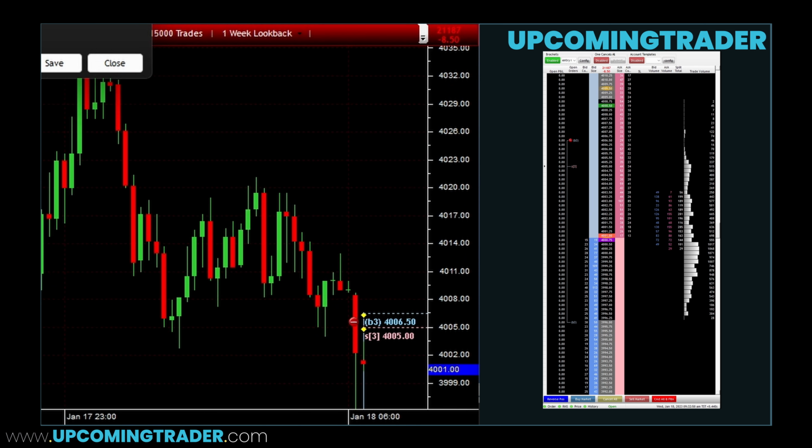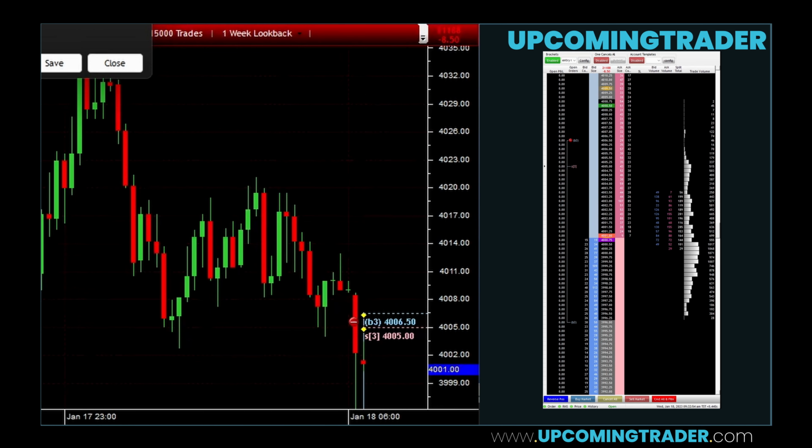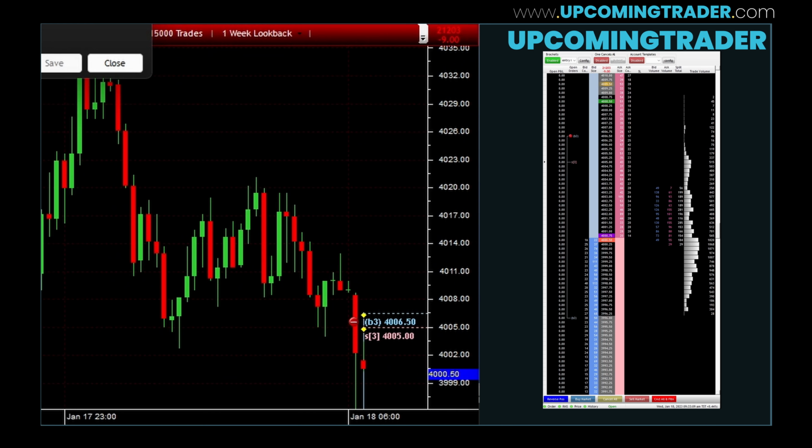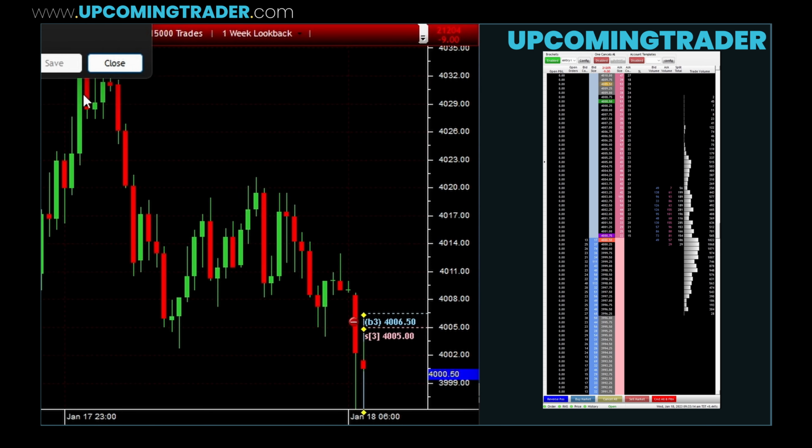Triangle patterns, such as ascending, descending, and symmetrical triangles, also benefit from volume analysis. In an ascending triangle, the price makes higher lows and meets a horizontal resistance level. If the price breaks above resistance with high volume, it is a strong signal that the breakout is valid. Conversely, in a descending triangle, if the price breaks below support on high volume, it signals that the sellers are in control.